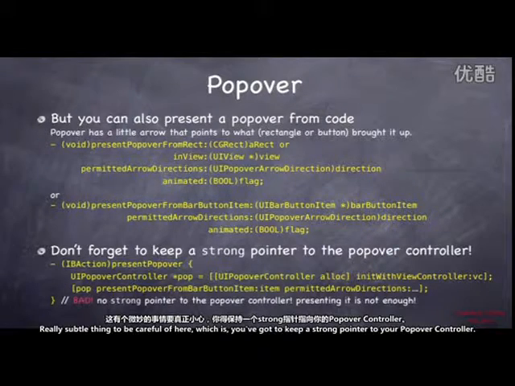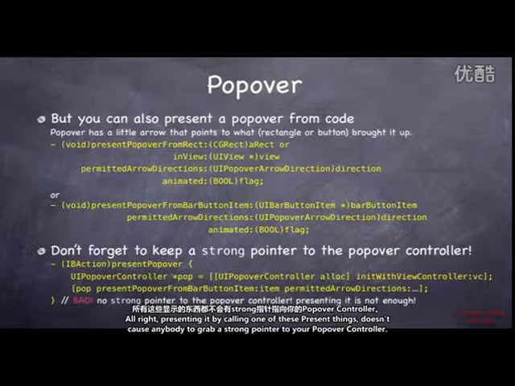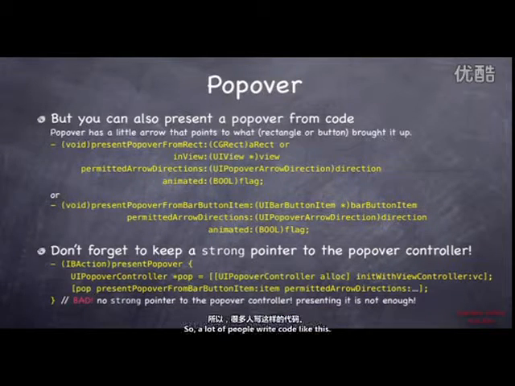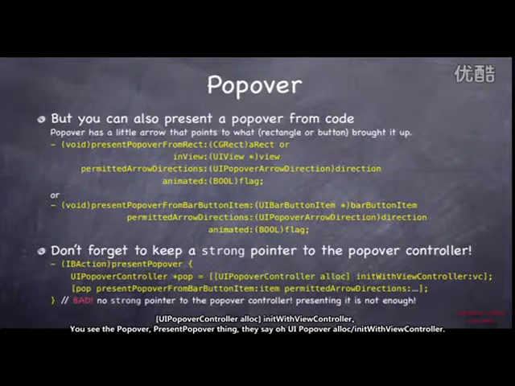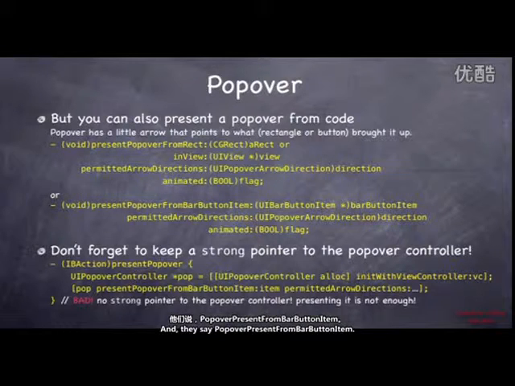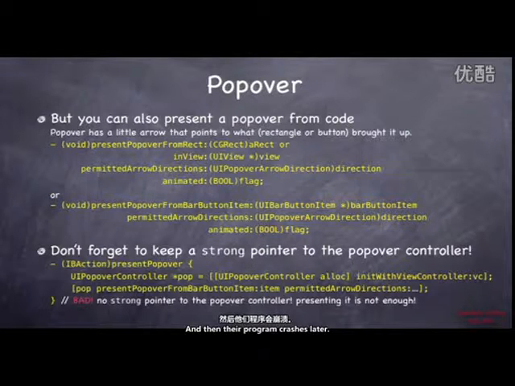Really subtle thing to be careful of here, which is you got to keep a strong pointer to your popover controller. All right, presenting it by calling one of these present things doesn't cause anybody to grab a strong pointer to your popover controller. So a lot of people write code like this. You see the popover, present popover thing? They say, oh, UI popover alloc init with view controller, and they say popover present from bar button item, and that's the end of that method. And then their program crashes later. And they're like, what? What happened?